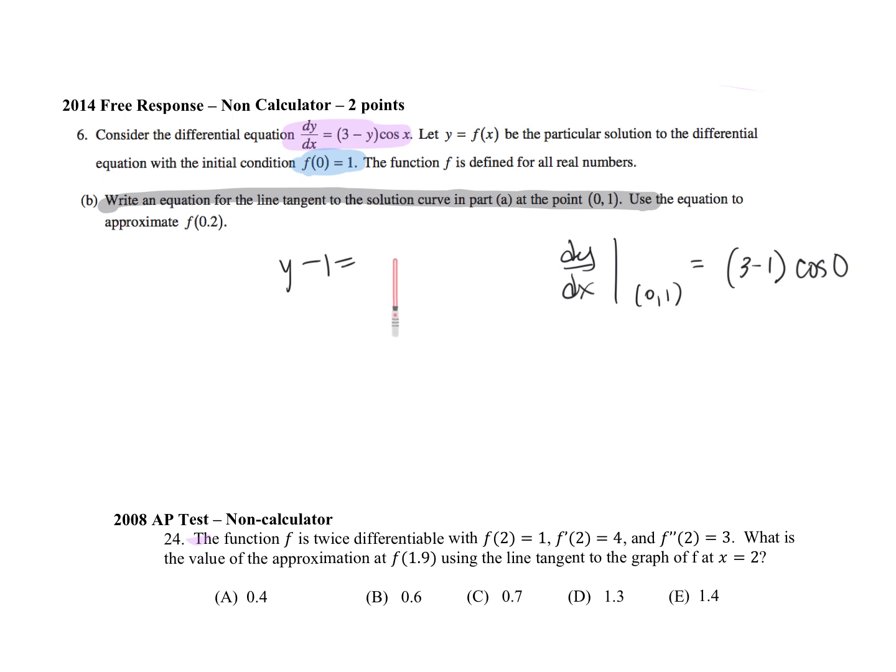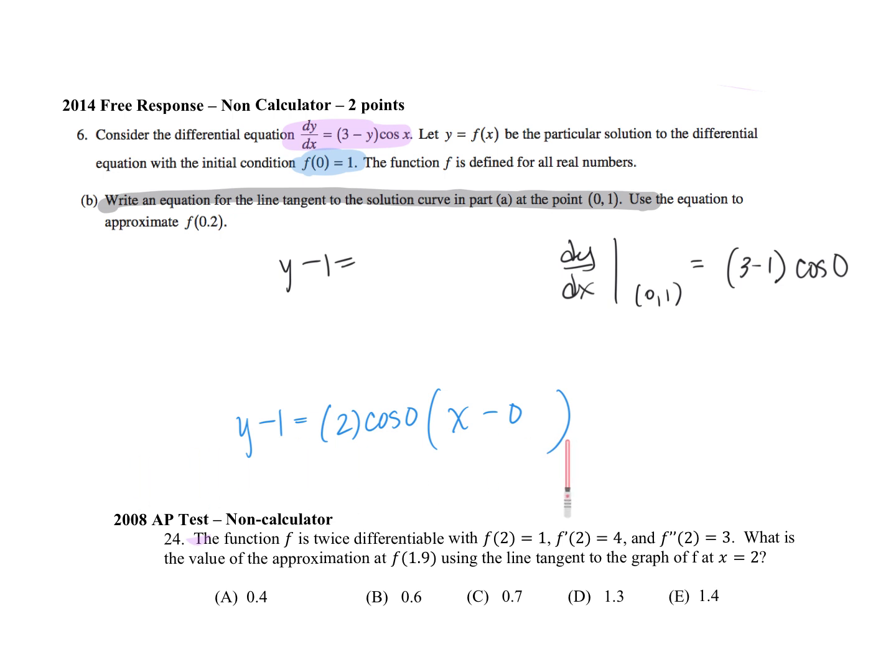If the unit circle isn't one of your top qualities, you guys, you could just write y minus 1 equals 3 minus 1, or 2, cosine of 0. That's your slope. You could do it that way. Times, what's my x minus what? x minus 0, right? Or you could just say x. So you could write it this way.